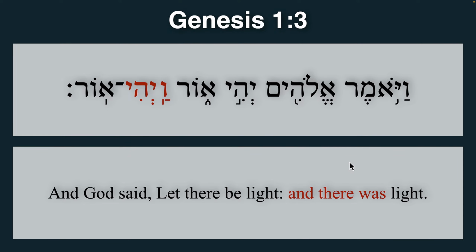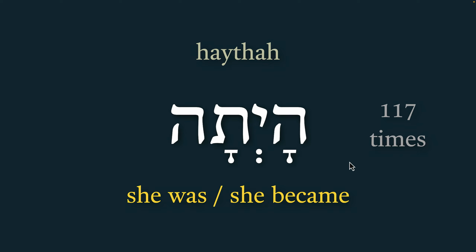Now, another form of the same verbal root Hayah is Haythah. It means it was or she was or it became or she became, etc. But basically there is no it. As I said, in Hebrew it's always he and she, although in English it is sometimes translated as it, depending on the context. There is no neuter gender in biblical Hebrew. Now, this occurs 117 times.